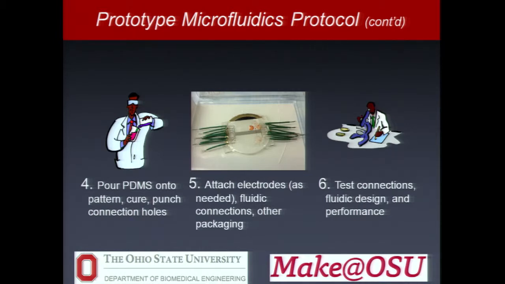But most of these designs can be directly translated into the hot embossing or injection molding just by taking this PDMS pouring where it becomes a solid over top of it and converting that to the injection molding. Then we can add our connections, any sort of packaging that we need, and test it out.